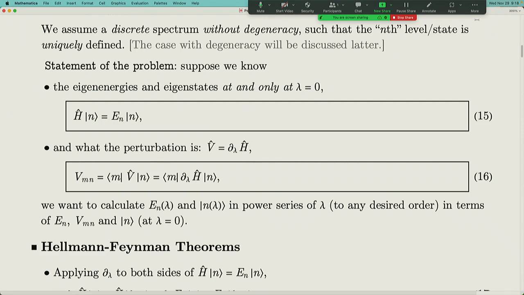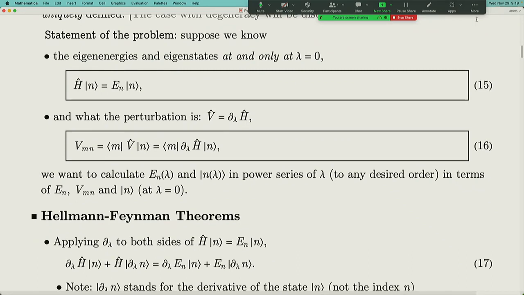And then we also know how to expand this perturbation with respect to this basis. Because this forms a basis, any perturbation as an operator can be represented as a matrix on this set of bases. The matrix element, the mth row and nth column, will just be a scalar product between the bra state, the operator, and the ket state. And this operator is simply the first order derivative of your lambda dependent Hamiltonian, evaluated at lambda equals 0.